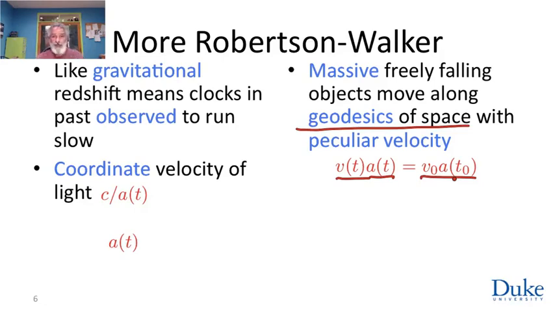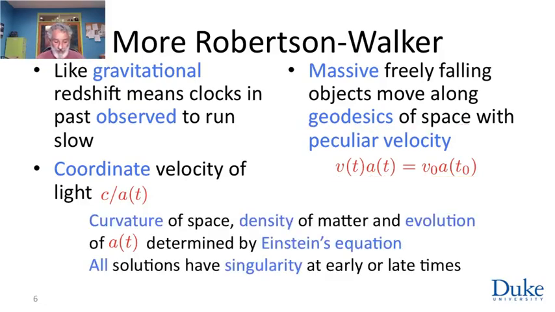We have described Robertson-Walker geometry, the geometry of an expanding or changing in size homogeneous isotropic space. And now what we need to do is figure out, what do Einstein's equations tell us? If you have some distribution of energy and matter, what does that do to the time evolution of space? So the curvature of space, the density of matter, and the evolution of the scale factor are all related by Einstein's equation, and that's the next thing we're going to turn to.